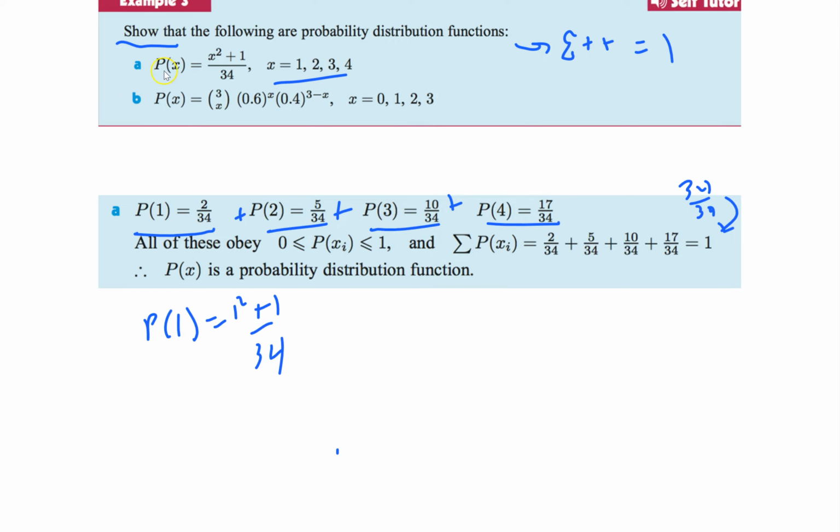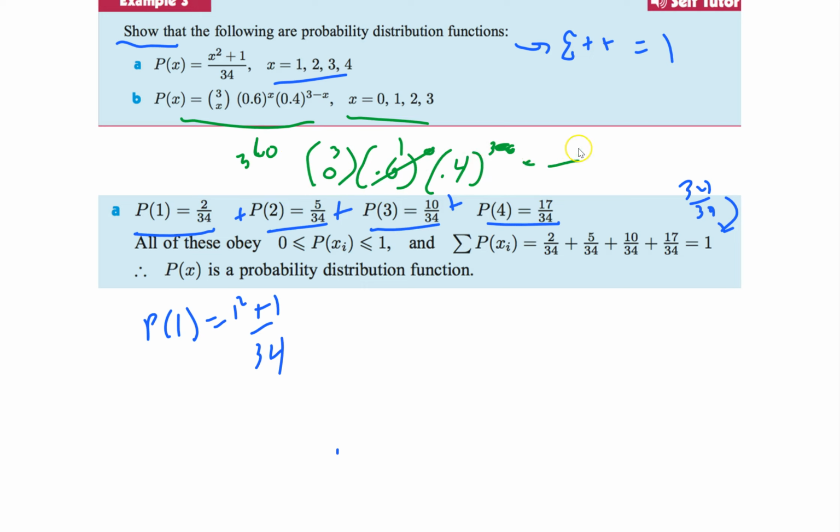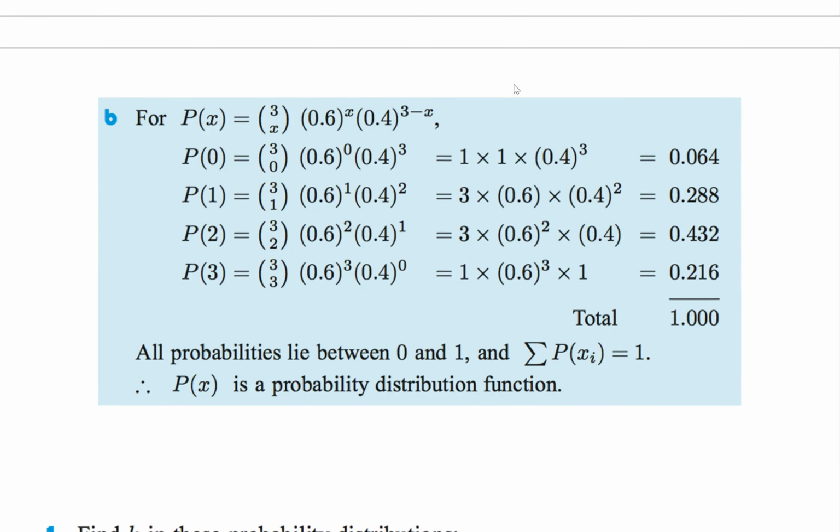Now let's look at this B real quick, right? B looks disgusting. It has all this. It's the same idea. You can plug in 0. So 3 over 0, 0.6 to the 0, 0.4 to the 3 minus 0, or just 3. Right, you have that. 3 over 0, we talked about before, that's 3C0, right? You put that in your calculator, we did the binomial expansion. 0.6 to 0 is 1, 0.4 to the third, put that in your calculator, multiply it all together, you get the number. We'll do the same thing for all of these, and to spare you the time, I just showed the answer they have in the book.